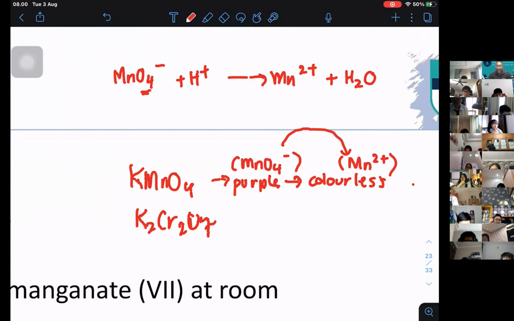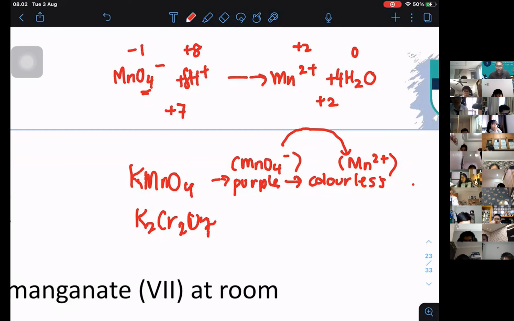Left with balancing, which is quite simple. Since you have O4, of course you want 4 water here. If I have 4 H2O, I need to put 4 times 2, which is 8 H plus over there. The last thing you need to do is to balance the charge. Left and right must have the same charge. On the right there is 0 charge here, plus 2 here, so the overall charge is plus 2. On the left, 8 plus and then negative 1, so the overall charge is plus 7.